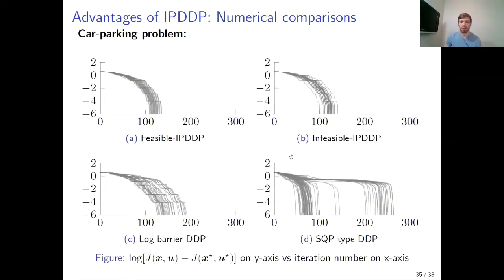Yep, so how does it influence the numerical performance? Again, the feasible IPDDP and infeasible IPDDP have almost the same performance, while the log barrier method on this problem behaves worse in comparison to the IPDDP methods. And SQP type of DDP, again, has a larger variance. Sometimes it converges faster, maybe when it gets the active sets right, but sometimes it doesn't. So you have to wait almost twice as many iterations to be made.